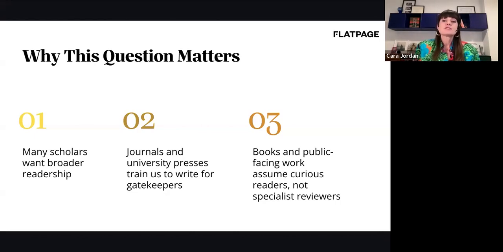However, when we're writing for a general audience, we're eliminating these gatekeepers and specialist reviewers, and instead we're writing for curious readers, some of whom might be interested in our topic but have little or no prior knowledge. As you're going through this process, you might consider who your reader might be. And for me personally, when I was trying to write for a more general audience, I often think about my mother as someone who might be reading it.